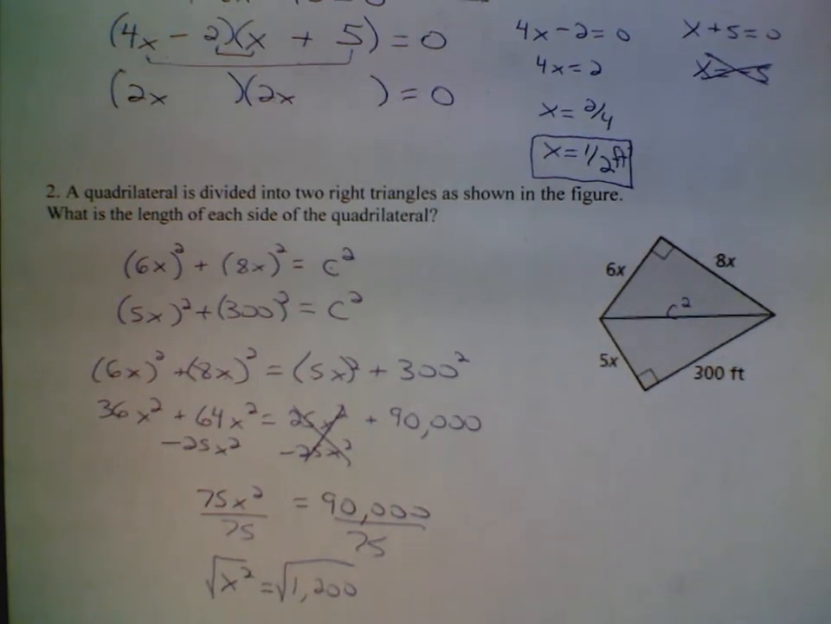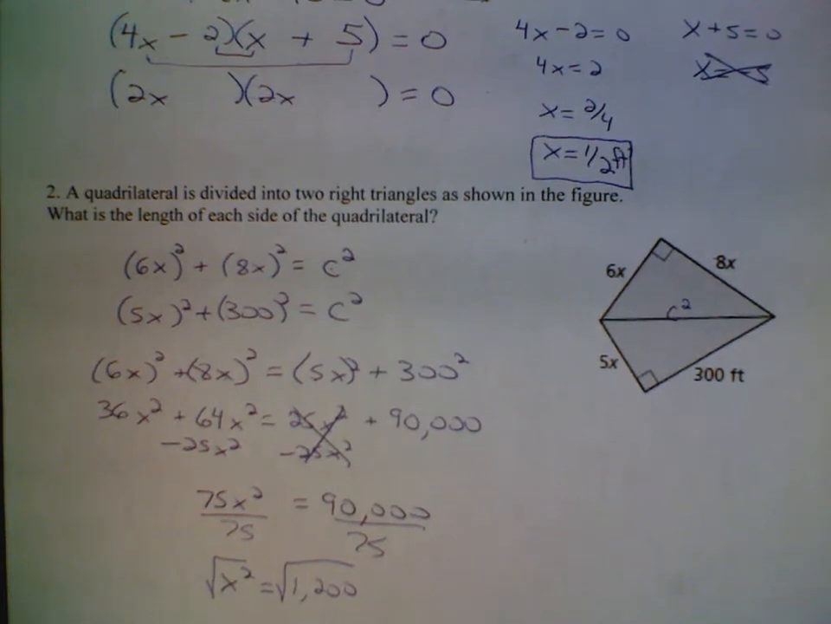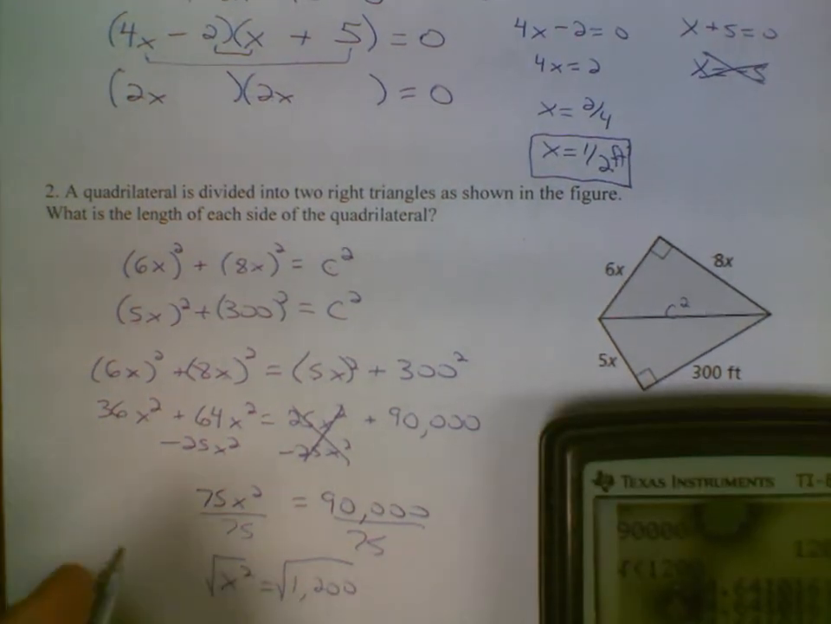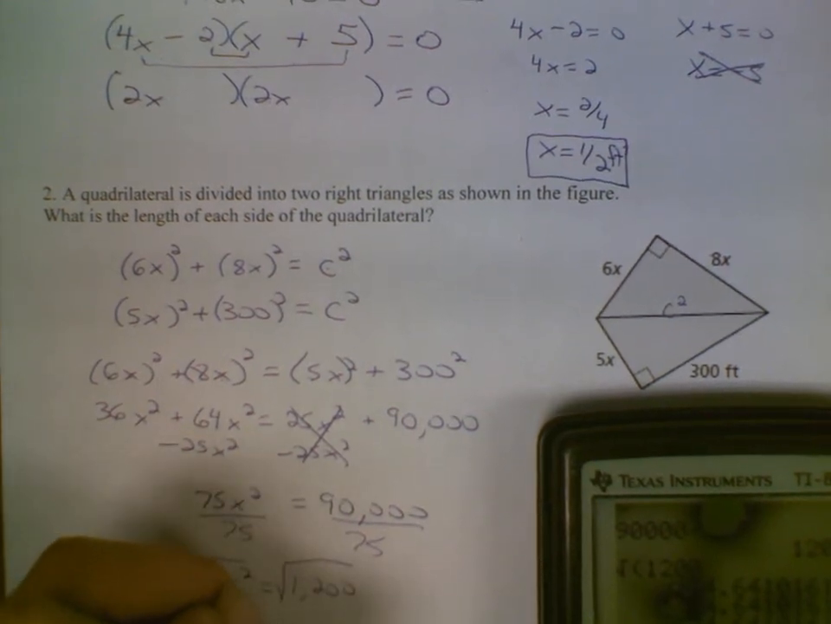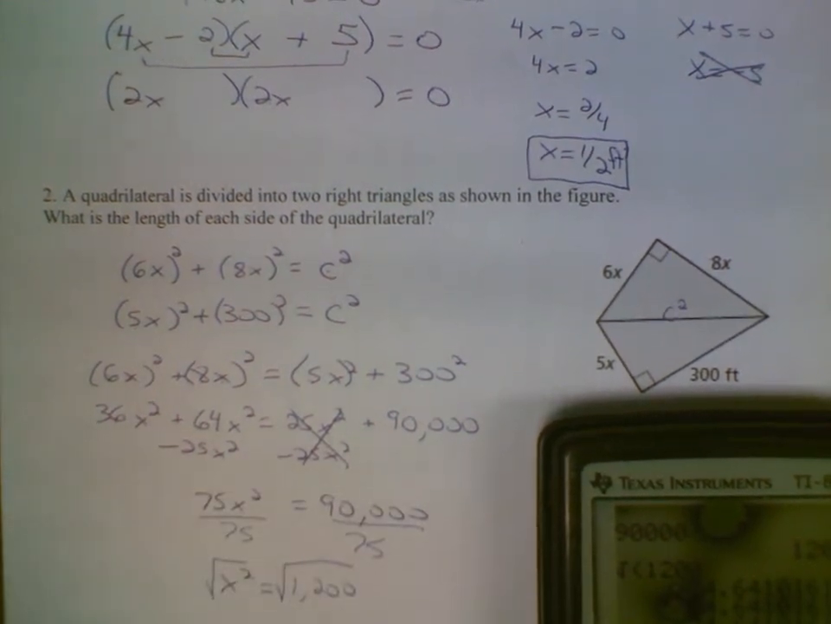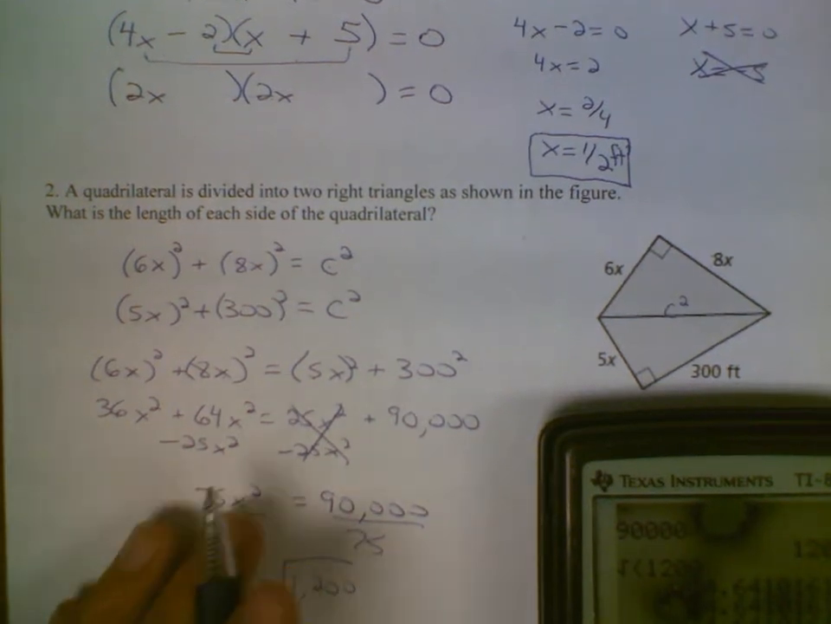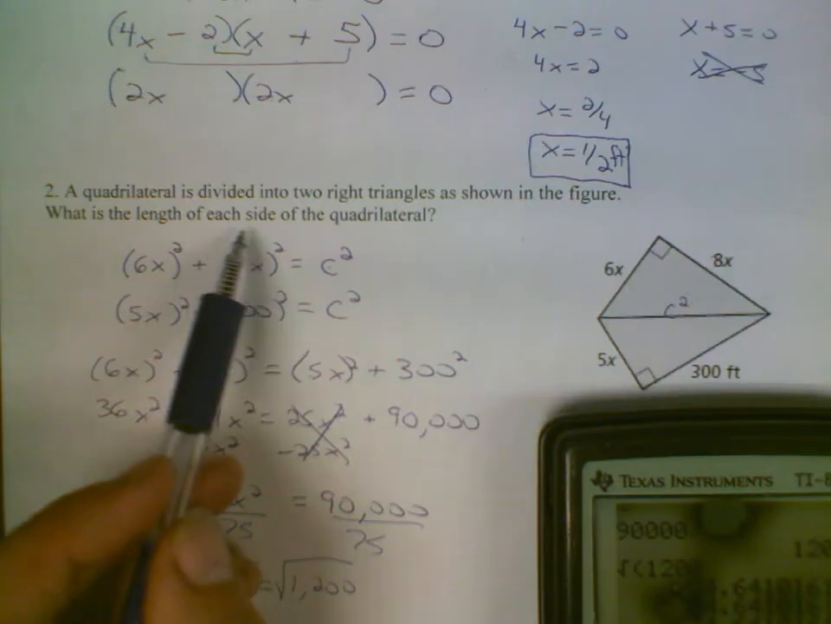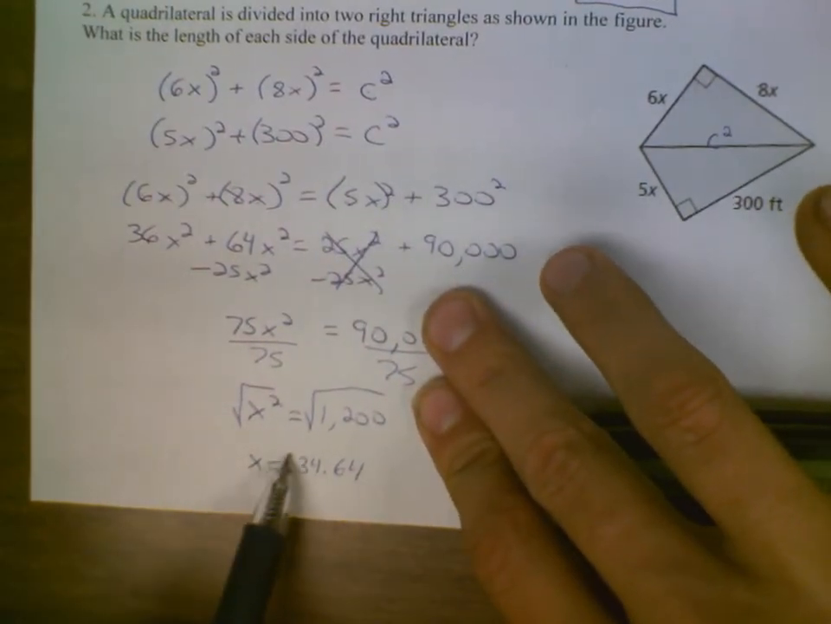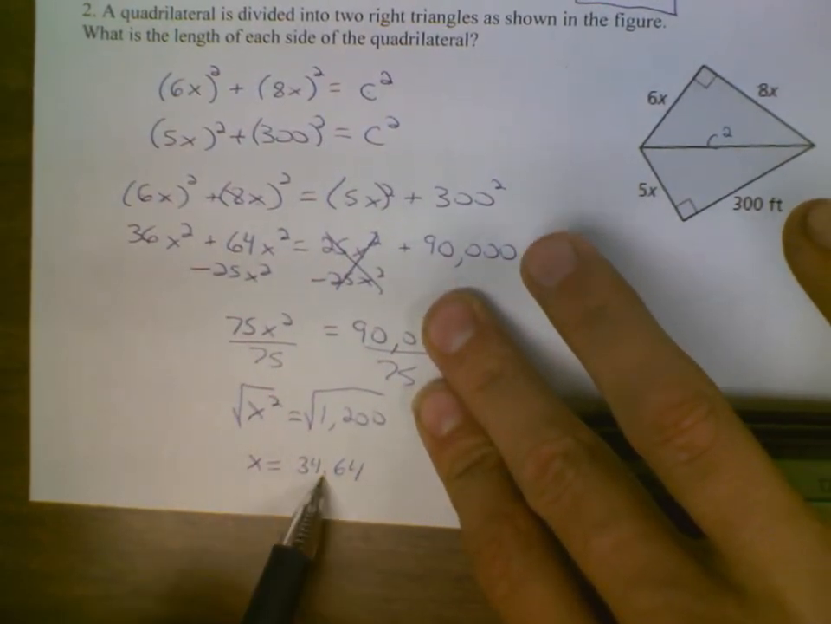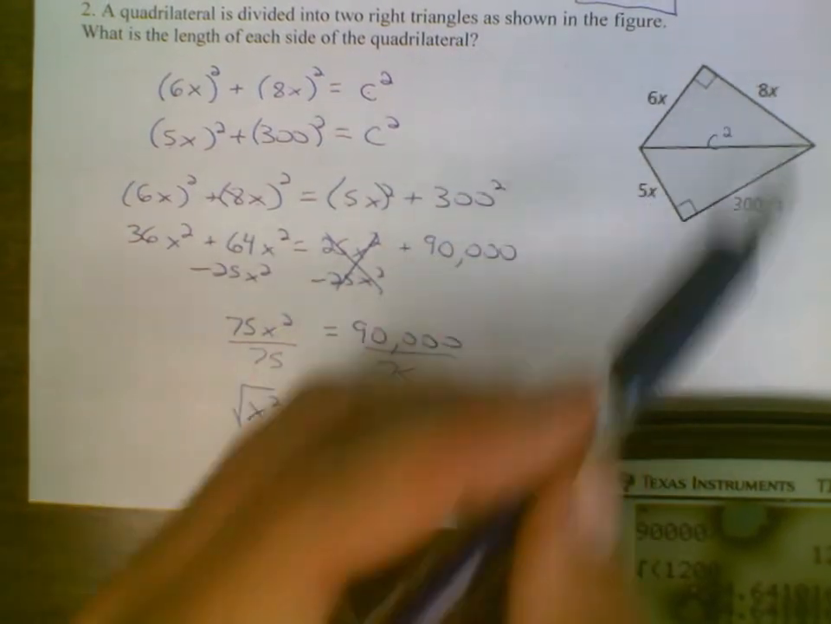So if I take the square root of 1,200, I get 34.64 as my x value. Now remember, this question is asking what is the length of each side of the quadrilateral. Right now, we just have x is 34.64. We need to plug x in to find what these sides actually are.